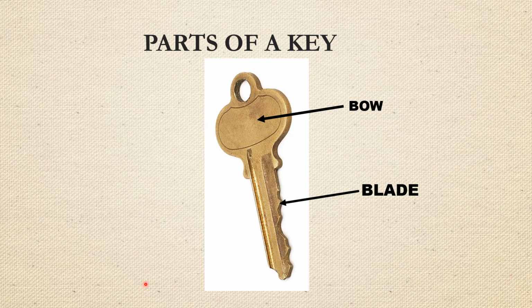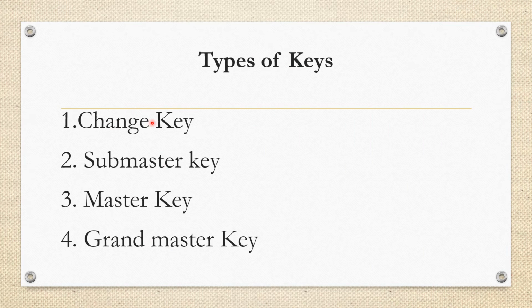There are two parts of a key. We have the bow and the blade. Blade is known to be the inserted part, and bow is known to be the protruding part. We also have types of keys. We have change key. A change key is a specific key which operates the lock and has a particular combination of cuts which match the arrangement of tumblers in the lock.